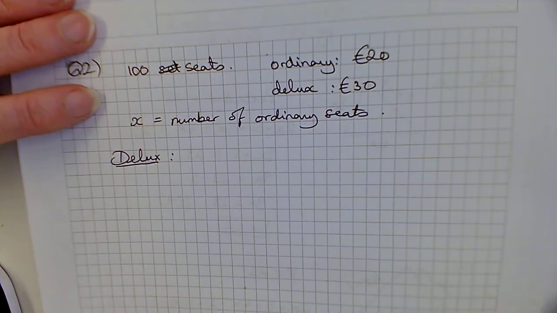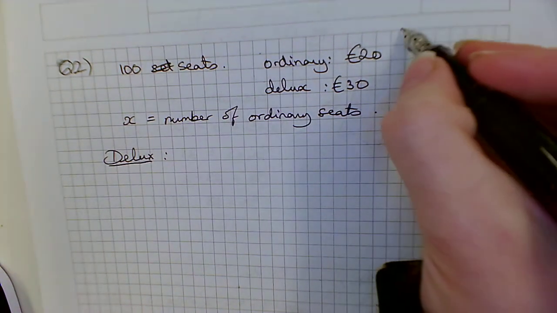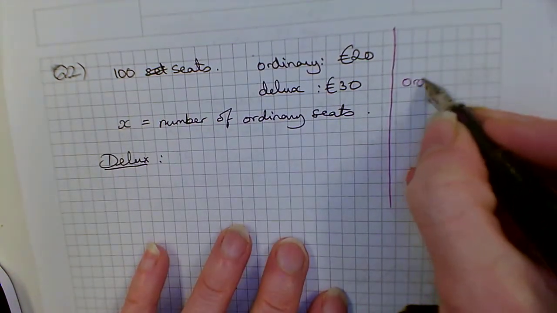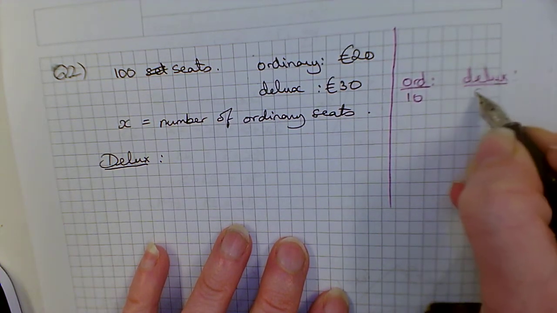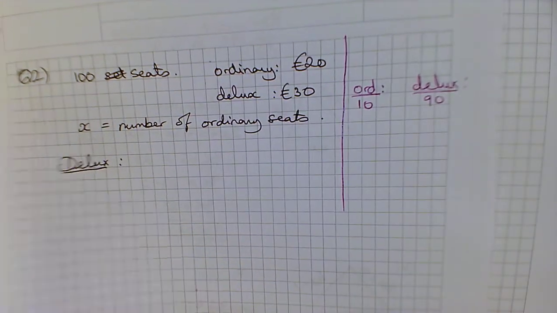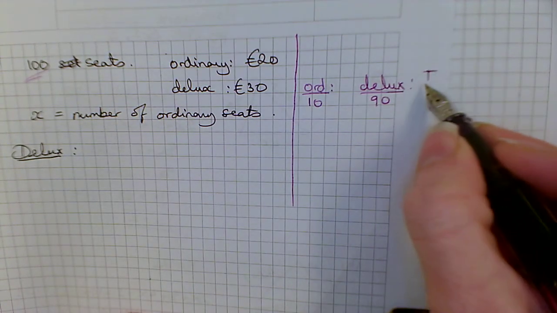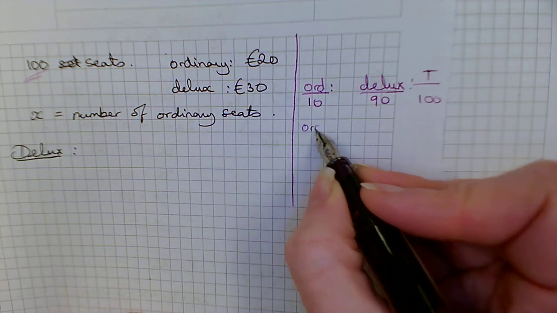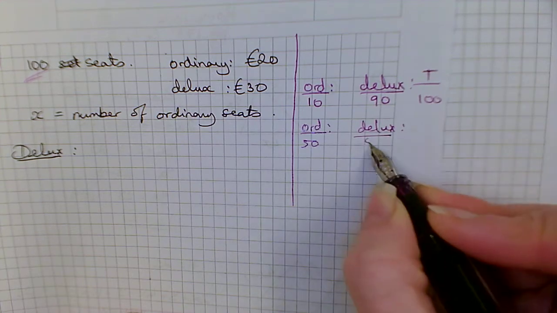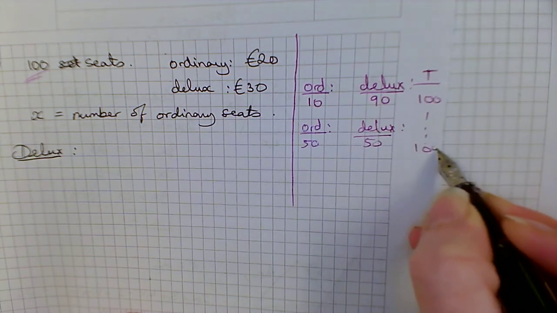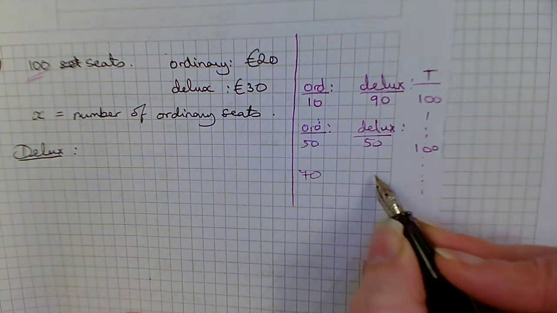So remember what I said yesterday, try it out with some real numbers. If the number of ordinary seats was 10, then the number of deluxe seats would be 90. Where am I getting that from? Well, they told us that there are 100 seats in total, because my total is 100. If the number of ordinary seats was 50, the number of deluxe seats would be 50 as well, because my total is going to be 100. That can't change. If the number of ordinary seats was 70, the number of deluxe seats will be 30.